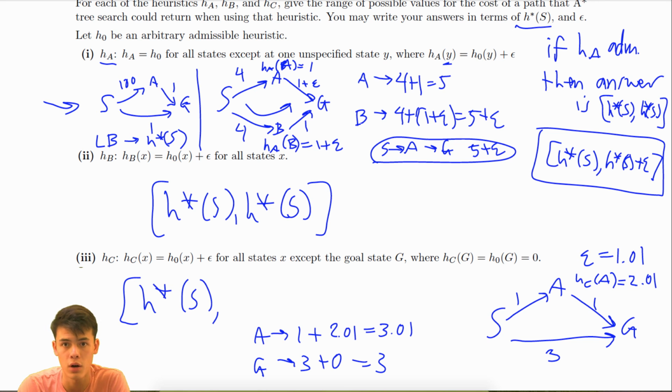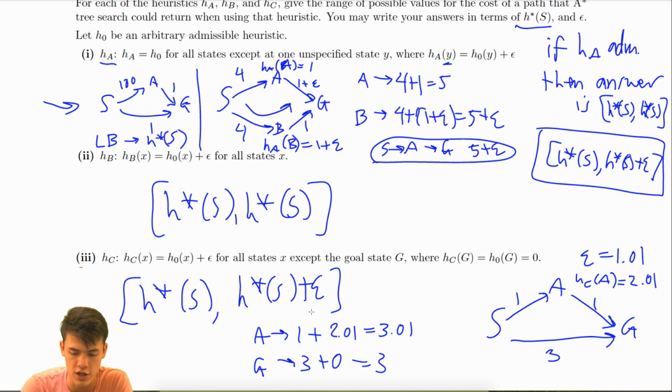So the upper bound on exactly how bad the return path can be is going to be H star of S plus epsilon. If you change the numbers slightly, you can get it closer and closer to this value. And then up to tiebreaking, you can actually hit this value.